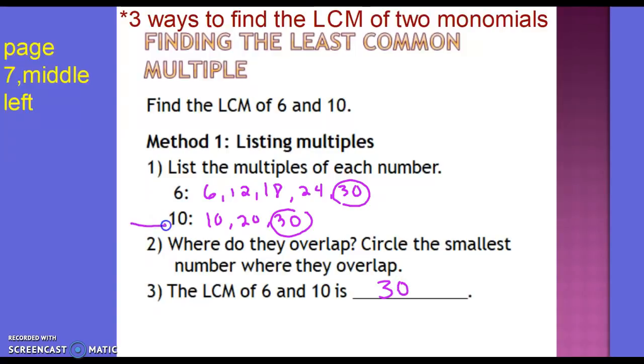Again, maybe look at the biggest number and think, okay, what are multiples of 10? And let's stop when I find one that 6 goes into. 10, 20, 30, I stop right there. I know 6 goes into 30. That is the least common multiple.